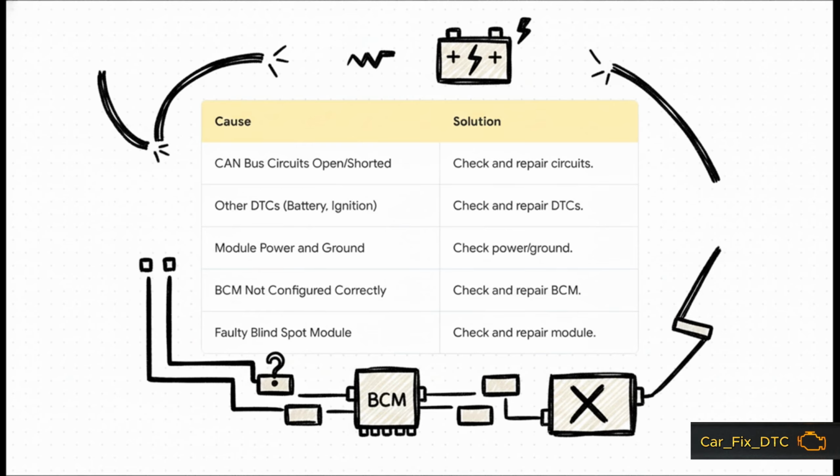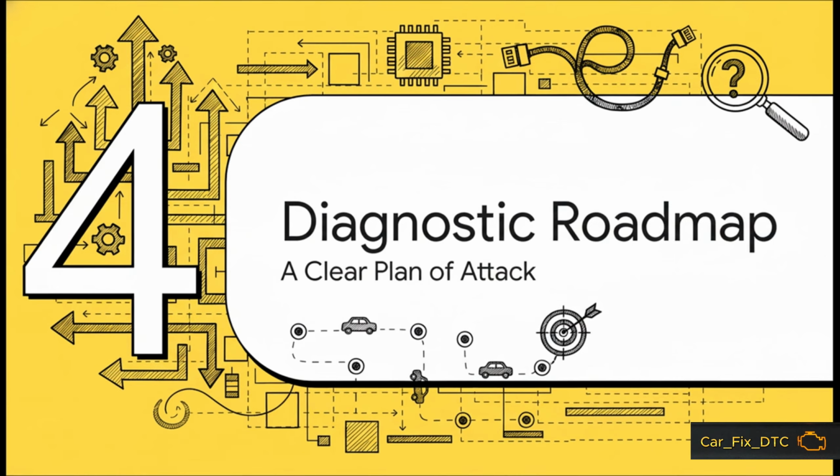Second, and this is a big one, other error codes, especially things related to a low battery or ignition problems, can cause all sorts of weird communication glitches, so you've got to rule those out. Third, it could be a simple power issue. Maybe the module itself just isn't getting good power or a solid ground connection. Fourth, the body control module, or BCM. Think of it as the central traffic controller for all these parts. It might be misconfigured. And finally, our last suspect, after you've checked everything else, the blind spot detection module itself could just be faulty.